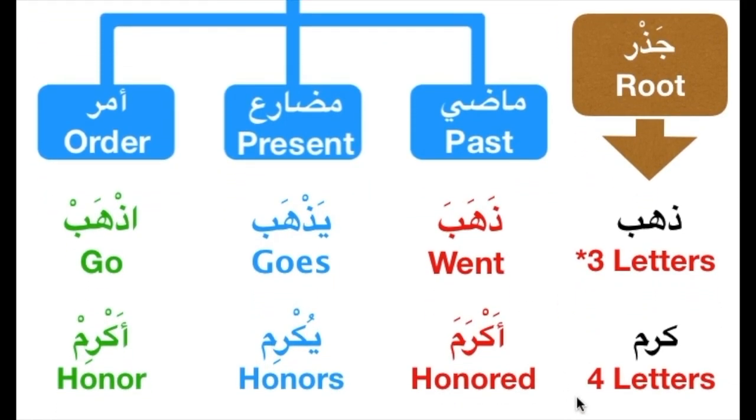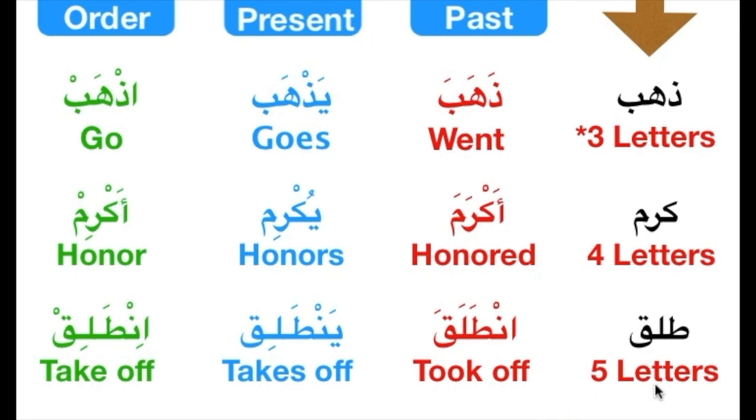Second one we have is ka, ra, and ma. And we have here in the past, we have akrama, and in the present we have yukrim, and in the order we have akrim. Notice that here, the past, this note below, is for the past action, because the past action could come either in 3 letters or 4 letters or in 5 letters, as in intalaqa.